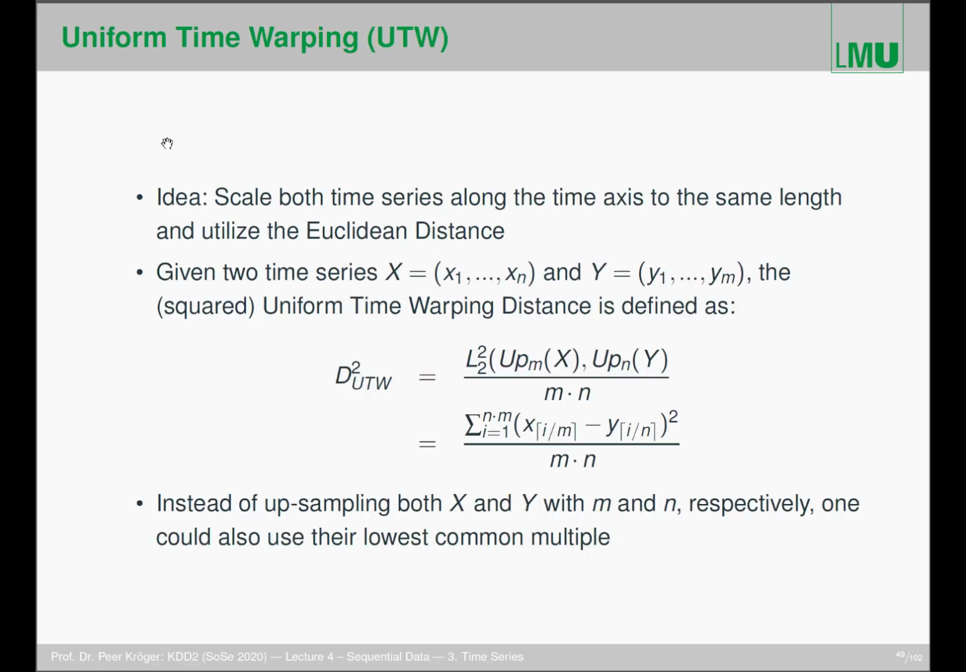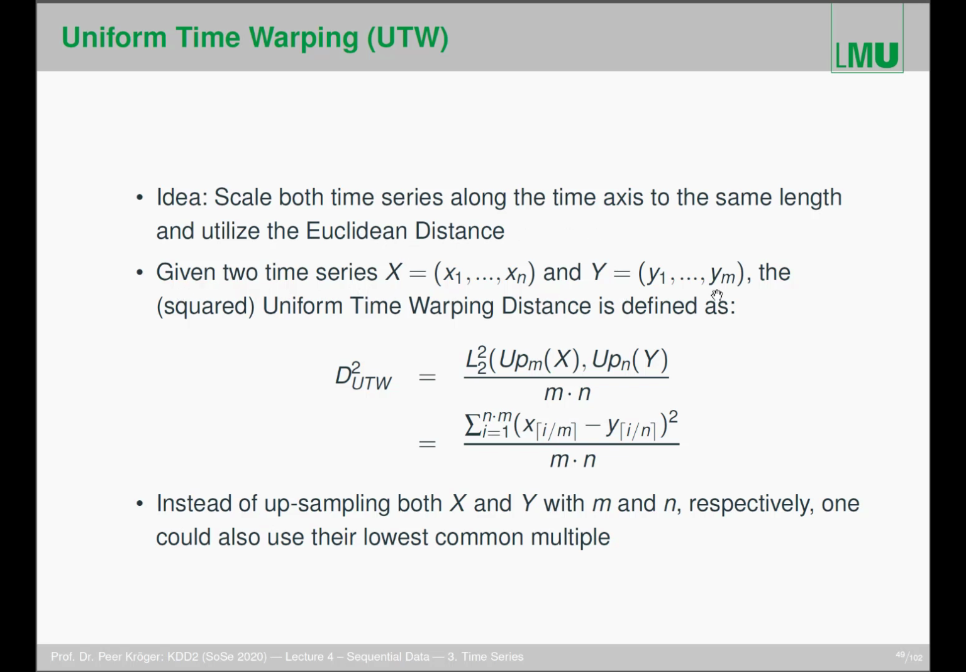Good. So, that is actually used in uniform time warping. The idea is to scale both time series along the time axis to the same length and then just utilize Euclidean distance. So it's very easy. You can also, of course, use any other Minkowski metric here. It's just a little bit ridiculous that you use an extra term like uniform time warping for applying two specific things that people have known for a long time.